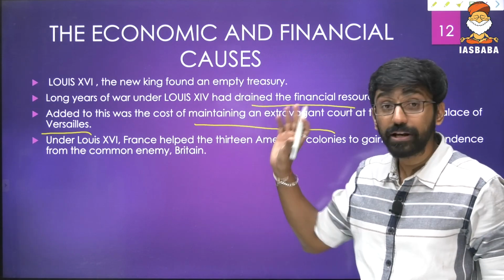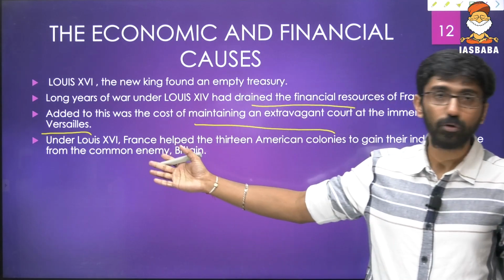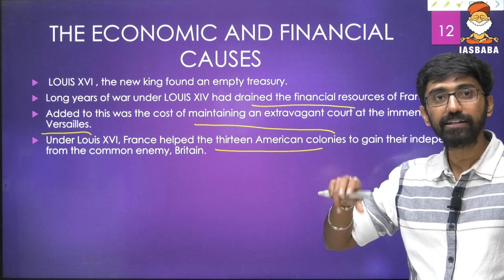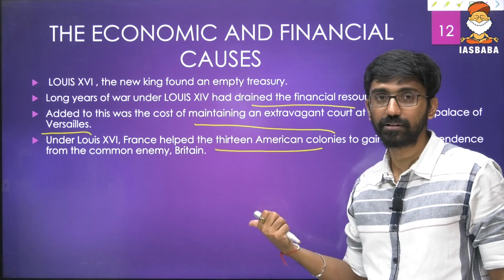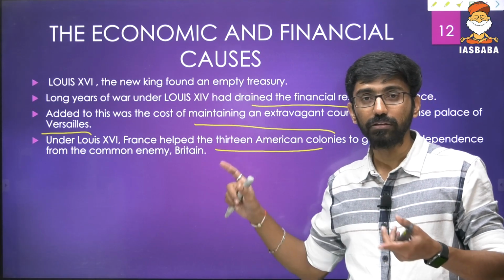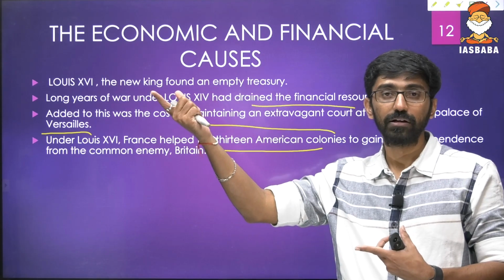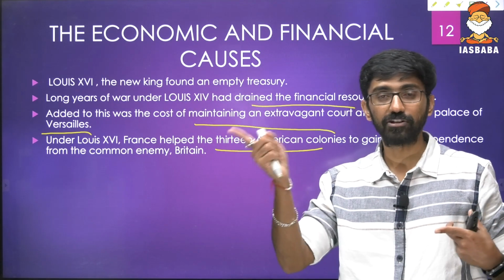Okay, and I told you about the American War of Independence. Now, the same Louis XVI helped these 13 American colonies to gain their independence from Britain, because Britain was the natural enemy or arch enemy of France. So there is a concept: the enemy's enemy is my friend. The 13 American colonies were fighting against Britain, and the French government was helping the Americans to fight against Britain.